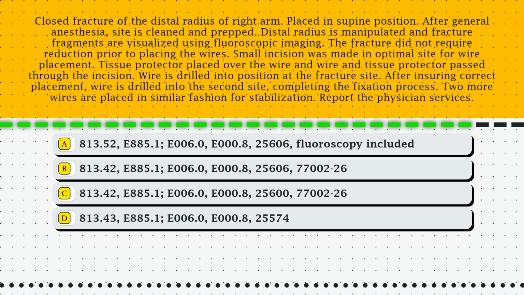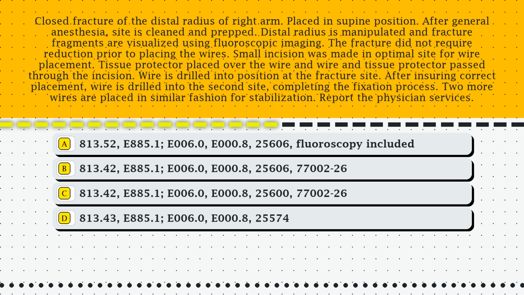Question 49. Closed fracture of the distal radius of right arm, placed in supine position. After general anesthesia, site is cleaned and prepped. Distal radius is manipulated and fracture fragments are visualized using fluoroscopic imaging. The fracture did not require reduction prior to placing the wires. Small incision was made in optimal site for wire placement. Tissue protector placed over the wire and passed through the incision. Wire is drilled into position at the fracture site. After ensuring correct placement, wire is drilled into the second site, completing the fixation process. 2 more wires are placed in similar fashion for stabilization.